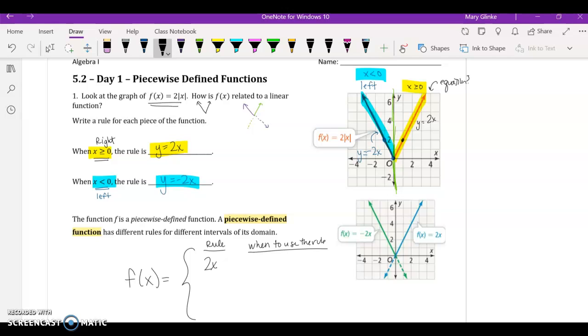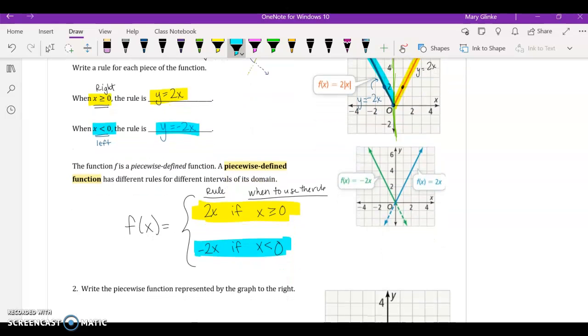And so the when to use the rule is talking about your x values. So for the first one, we had said on the right half of the graph is when x is greater than or equal to 0. So this part here represents the yellow part of the graph. The left half of the graph had a rule of negative 2x, and that happened on the left half of the graph, which is when x is less than 0. So this would be your piecewise function.